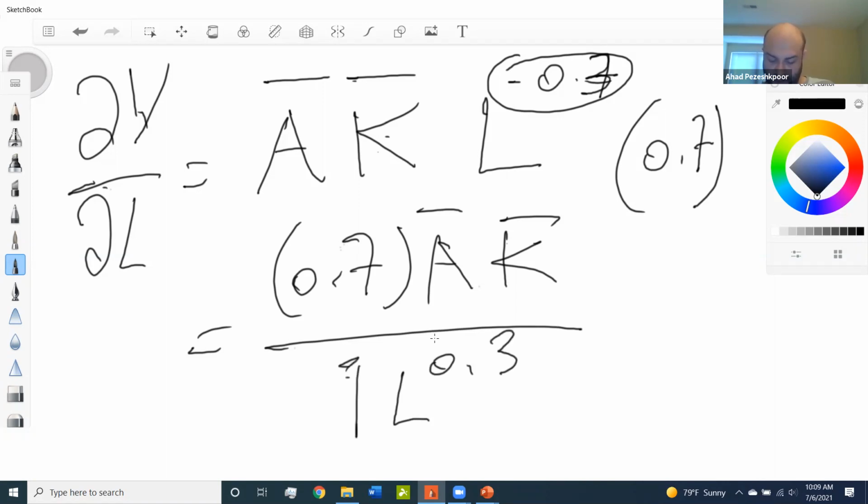So as L goes up, the output of this function goes down. This is the diminishing marginal product of labor. Example: right now I'm teaching. If you bring one more teacher, he or she can help me with probably the slides or writing on the board, things like that. Efficiency would go up.